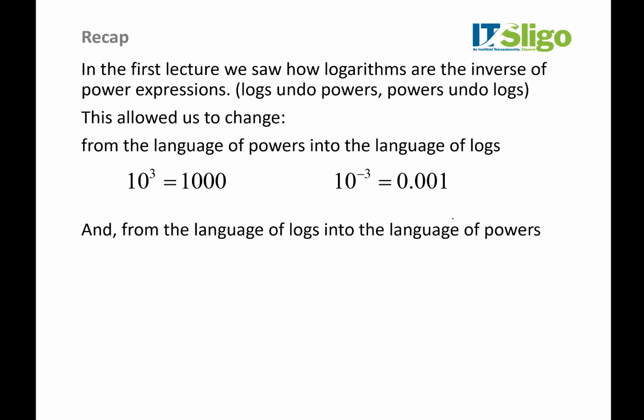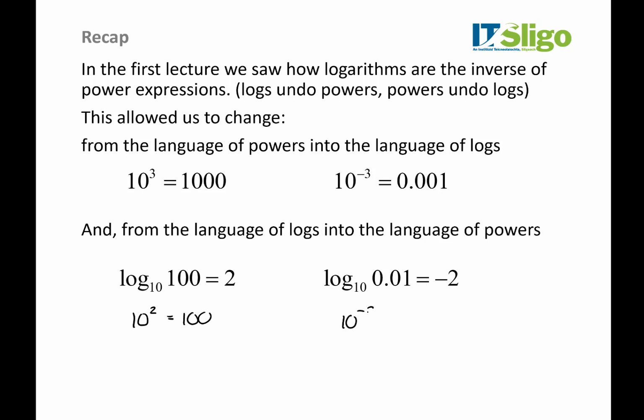Or we could go from the language of logs into the language of powers. 10 to the power of 2 is 100. 10 to the power of minus 2 is 0.01. It's very important at all times, guys, to notice that the base is the same as we transfer from one language, the language of logs, into the language of powers, or vice versa.